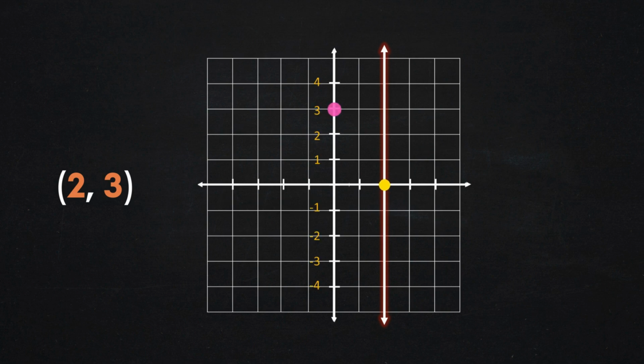Next, locate the y value, 3, on the y-axis. Similarly, draw or imagine a line perpendicular to the y-axis passing through the point 3. This line represents all possible points with a y value of 3. The intersection of these two lines pinpoints the exact location where x equals 2 and y equals 3. This method effectively demonstrates how the coordinate plane operates.